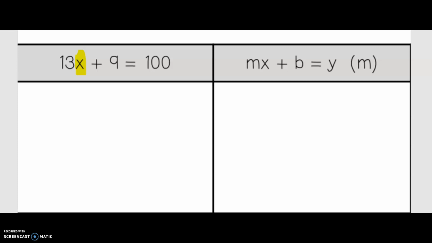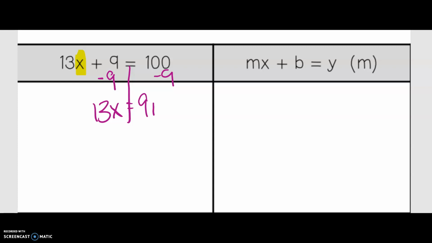So we're going to start by getting rid of this plus 9. So we're going to subtract 9 from both sides. That leaves us with 13x on the left side, and that's equal to 100 minus 9, which is 91 on the right side.